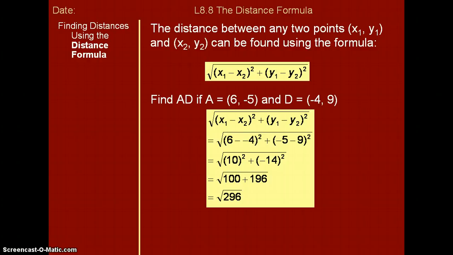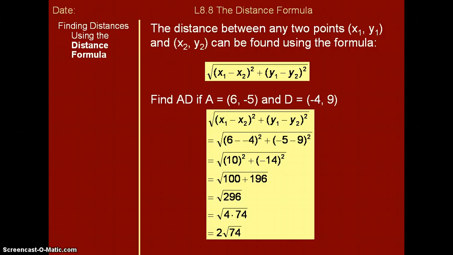Now, square root of 296 is not a perfect square, so it is not square rootable. But it does have a perfect square factor. Since 296 is the product 4 times 74, and we've chosen the 4 and the 74 because we know the square root of 4. 74 is not a perfect square, nor does it have any perfect square factors. So when we simplify this out, the square root of 4 would give us a 2 outside of the square root, and we'd be left with 2 times the square root of 74.